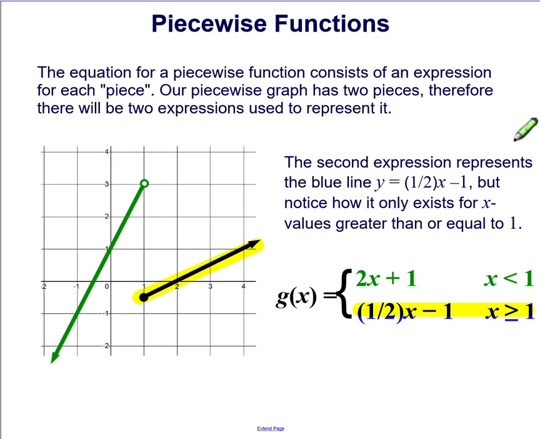The second expression represents the blue line, y equals 1/2 x minus 1, but notice how it only exists for x values greater than or equal to 1. So we highlighted the line here in yellow. This is the line, and the associated expression or equation is 1/2 x minus 1, but it only exists for x values greater than or equal to 1.